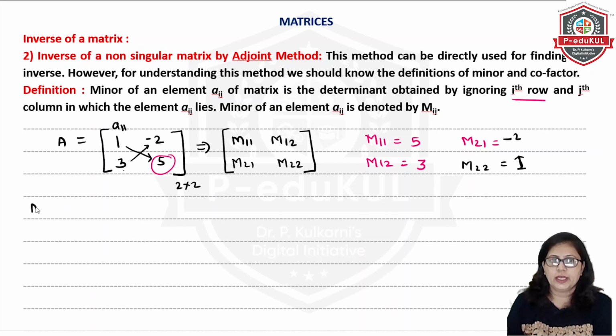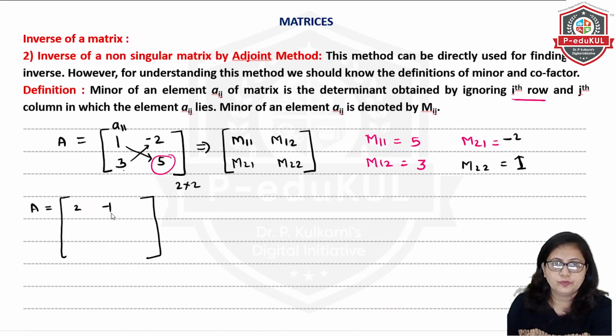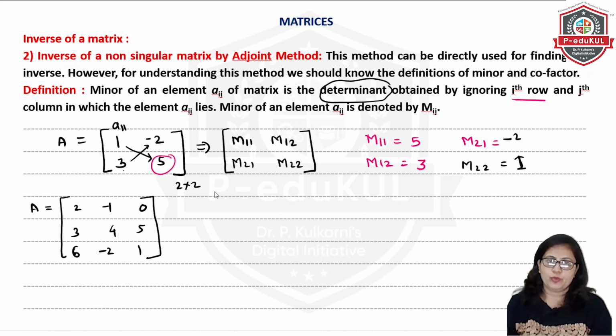आइए चलते हैं 3 by 3 का एक example discuss कर लेते हैं जिसमें 9 elements होंगे, 9 minors होंगे. तो ये मैं example लेती हूँ: 2, -1, 0; 3, 4, 5; and then 6, -2, 1. Now you must be thinking there is a word determinant written over here, and I have not used the determinant concept for a 2 by 2 matrix, because whenever it is a 2 by 2 matrix we do not get any determinant over here. But when we talk about the matrix of order 3 by 3, definitely we are going to get the determinant. How? I'll just tell you.